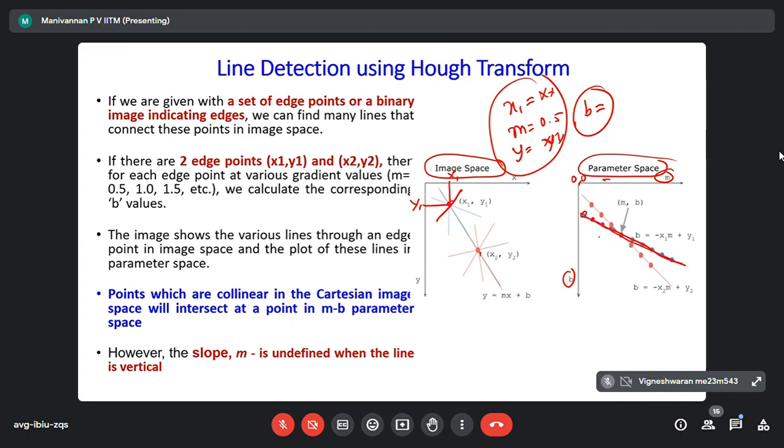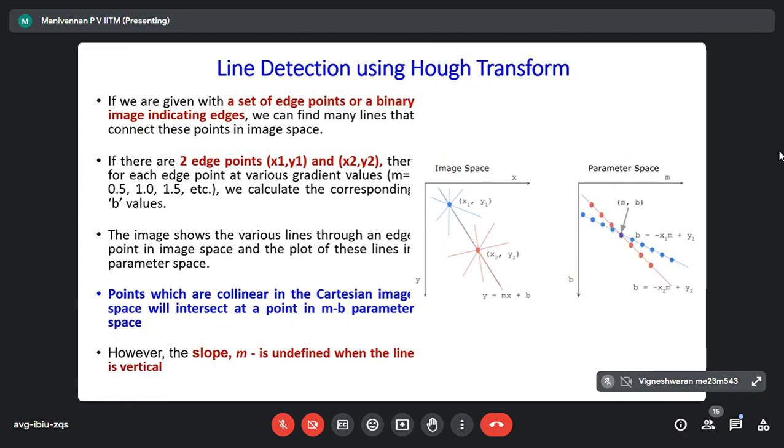Similarly, for this point, you draw that, correct? You know that for a particular M and B value in the parameter space, these two lines will intersect. This is nothing but B we are calculating for different values of M, with x1, y1 fixed. M alone is varying, for different slopes. So if you see, the lines for these 2 points in the parameter space will intersect at a particular value of M.